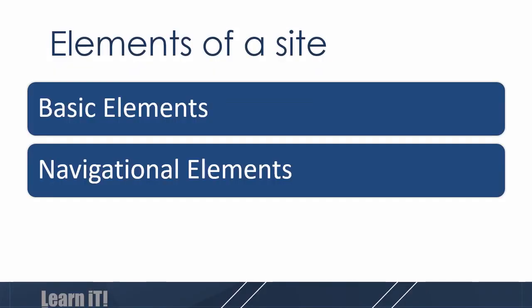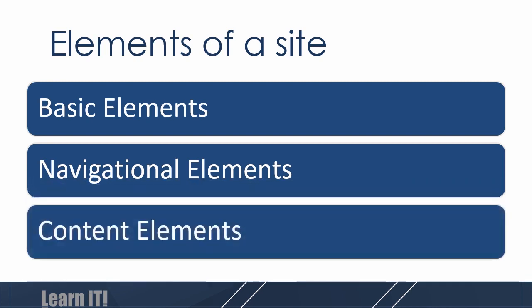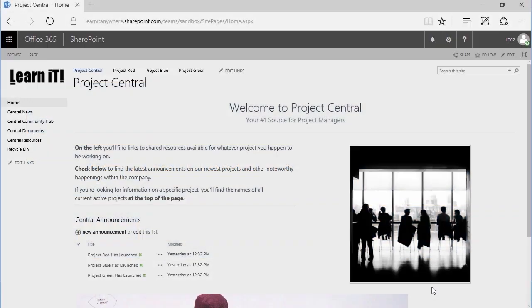So we've talked about basic elements of a site, navigational elements of a site. The third and final collection of elements that we'd like to talk about here are the content elements of a site. We've actually already introduced them to you, but we're going to highlight them in a bit more detail now. So content elements are things that are guaranteed to be there when it comes to managing the content of a SharePoint site. So to bring us back to the site we were in just a moment ago, here we go, Project Central.